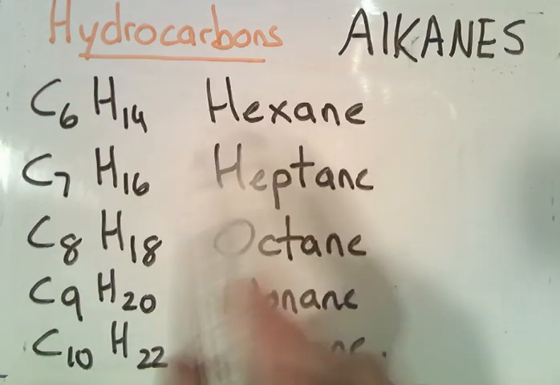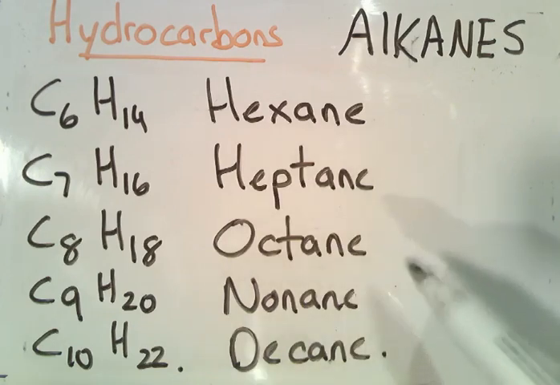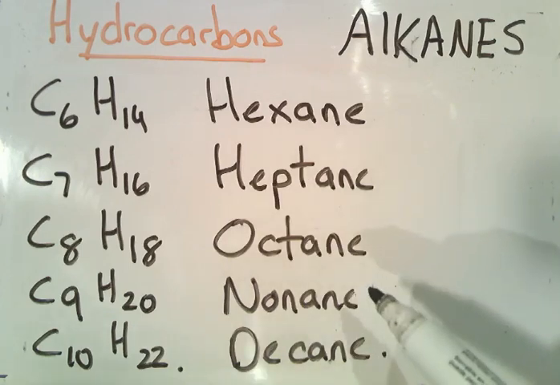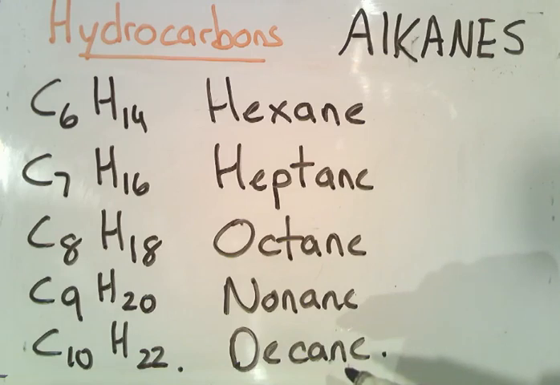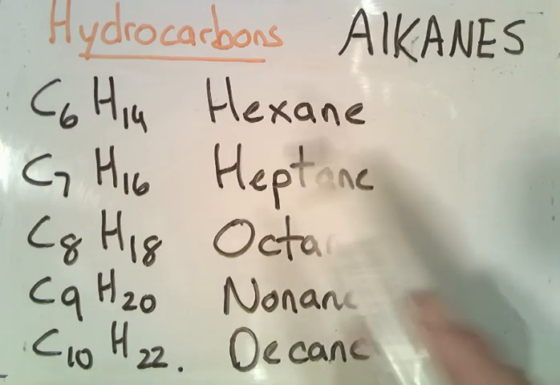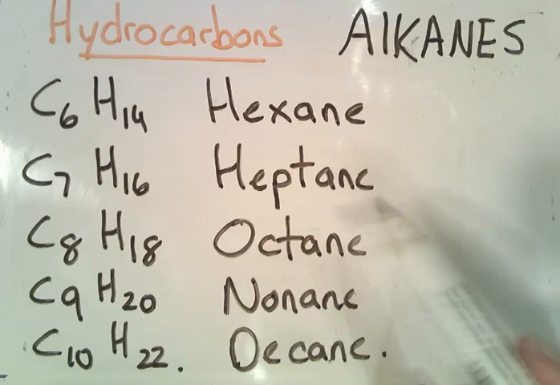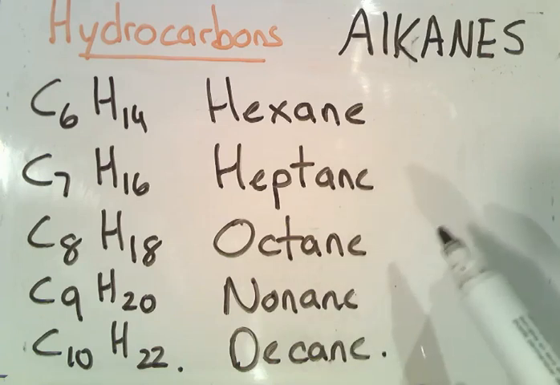So the alkane with 6 carbons is hexane, 7's heptane, octane is 8, like an octopus, nonane's 9, sounds like 9, and decane is like a decade. So these ones, hex is like a hexagon. These ones should be easy to remember.